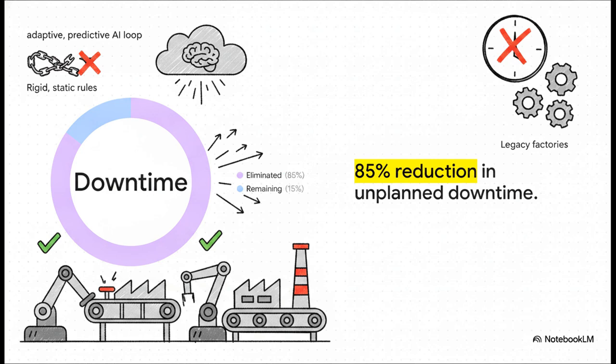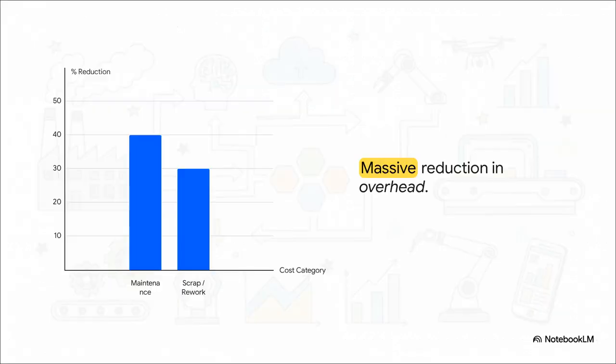It's a massive 85% reduction in unplanned factory downtime. Yeah, by shifting from those rigid, static PLC rules to an adaptive, predictive AI loop, you are virtually eliminating those 800 hours of massive capital bleed that legacy factories suffer from every single year. And the ROI really cascades across all operations. Because your SCADA and ERP systems are now acting on real-time machine health, you completely shift from calendar-based maintenance to condition-based maintenance.